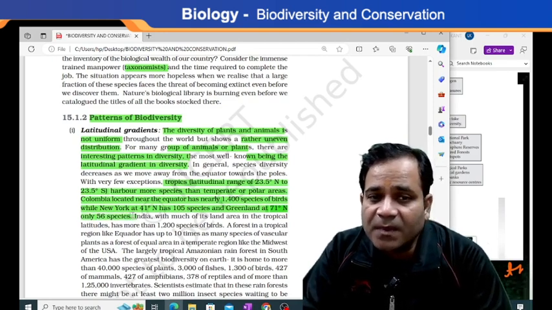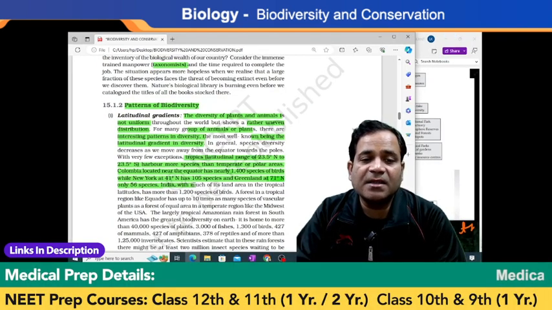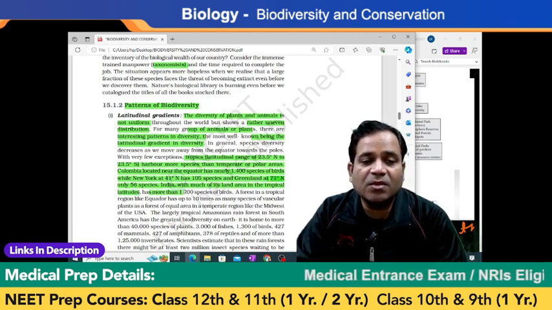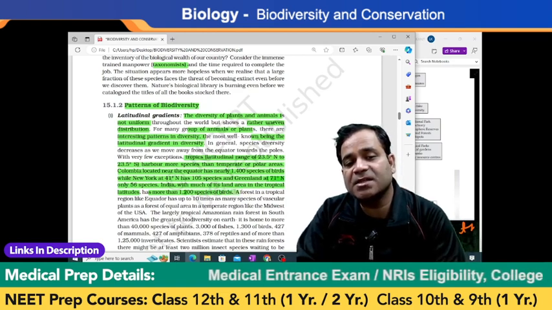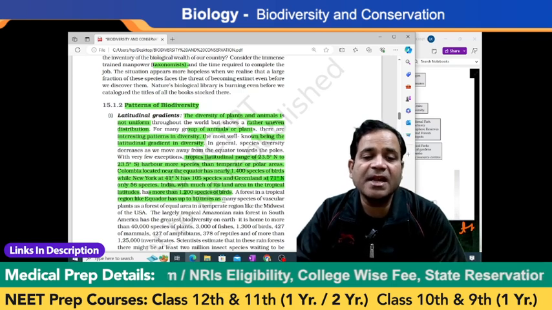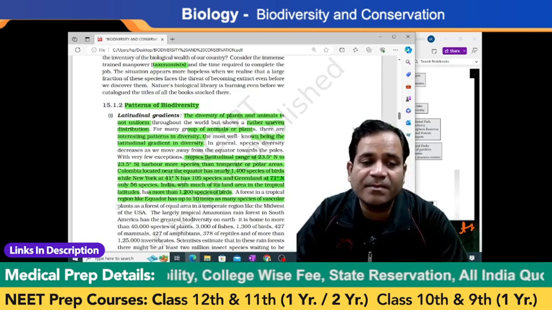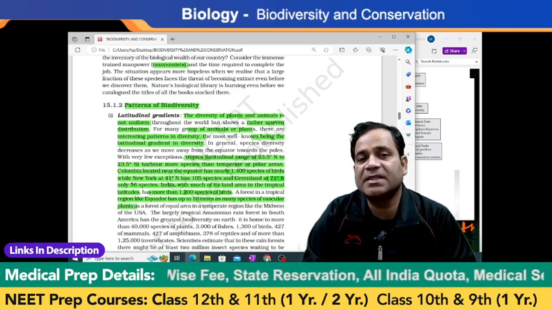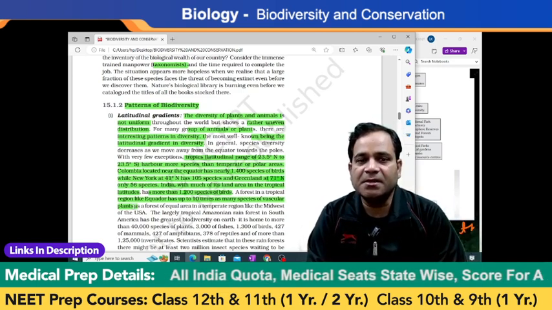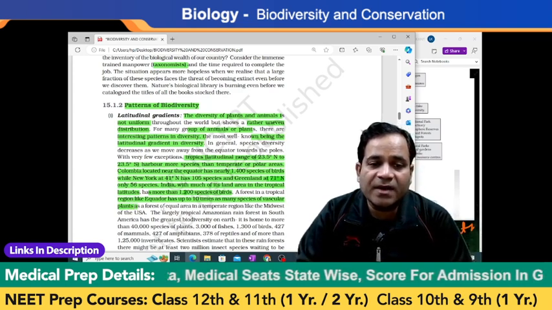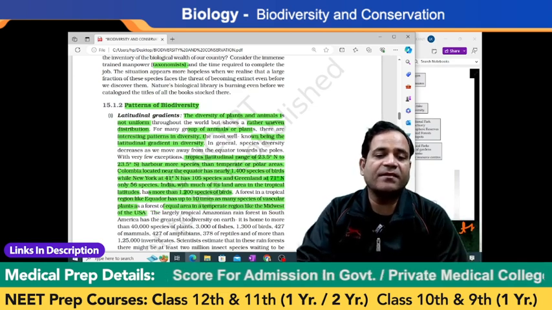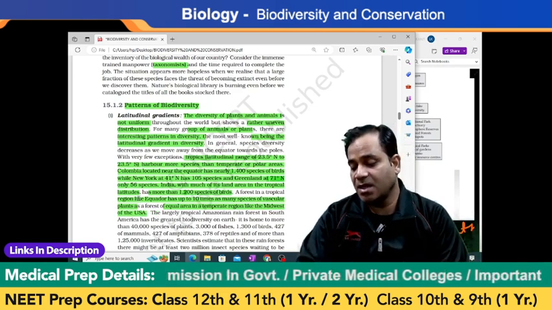What do we observe? We observe here that India, with much of its land area in the tropical latitude, has more than 1,200 species of birds. A forest in tropical regions like the equator has 15 times as many species of vascular plants. Vascular plants are those which have xylem and phloem, the tall plants. That is what a forest of equal area in a temperate region like the Midwest of the USA has.